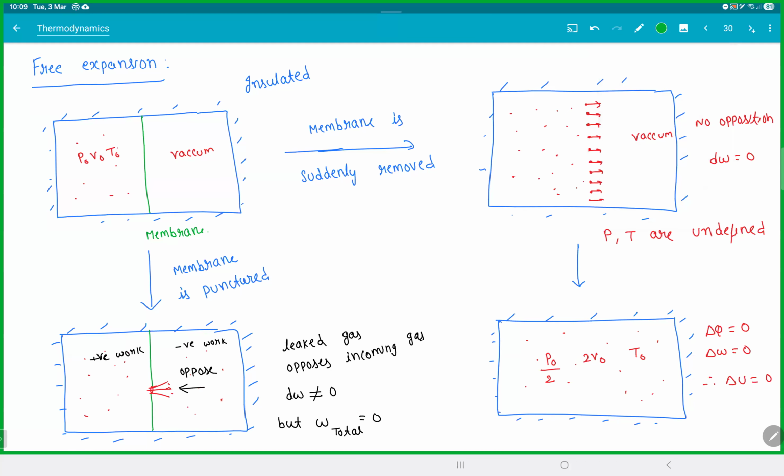And eventually, again, you will reach a steady state and you'll come to this state only. So it doesn't matter what you do, whether you remove the membrane or you puncture it, eventually this is the final state. But the difference is this: when you remove the whole membrane, you're not doing work at any instant, but when you make a hole, there's work done happening between the two gases. But the total work done will be zero. This is your sixth process, everyone. Clear with this? Any doubts on this? There. These are your six processes which we'll be doing.